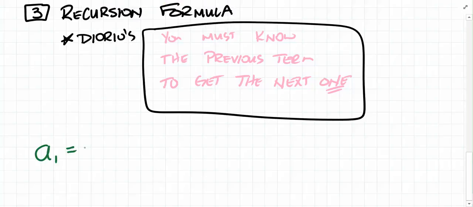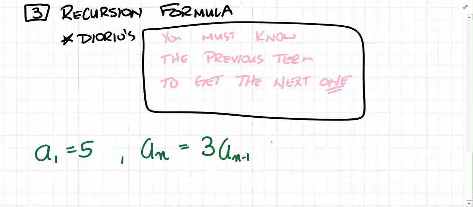So what does that mean? What piece of information did I just give you? A sub 1 is equal to 5. The first term is worth what? Is worth 5. Very good. Okay, and then I'm going to tell you that a sub n is equal to 3 times a sub n minus 1 and then plus 2.